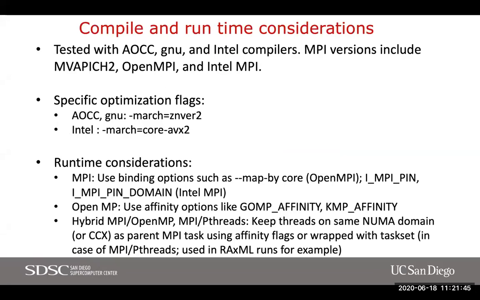In terms of what we've done, we've tested this for a few months now. We tested with AOCC compilers, GNU compilers, and Intel compilers, and they work fine. And for the MPI versions, we've tested MVAPICH2, OpenMPI, and Intel MPI. Some specific optimization flags are basically znver2 for the AOCC and GNU compilers. For Intel, you just do a -xCORE-AVX2.